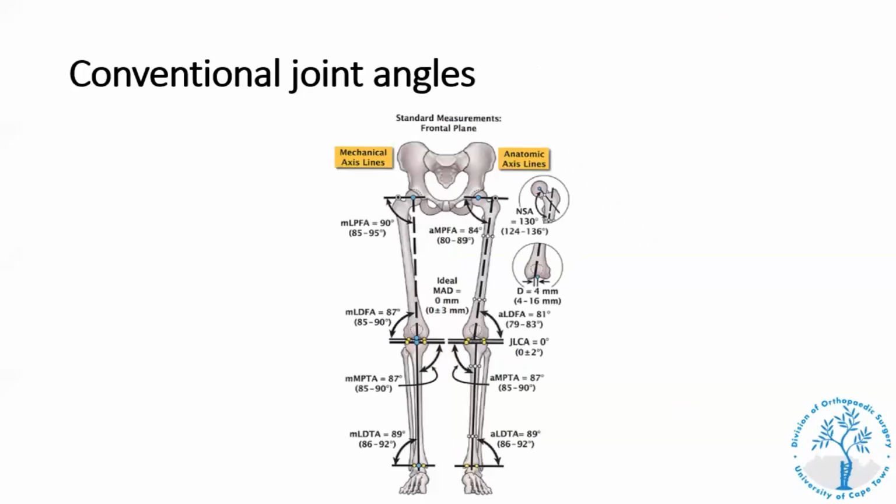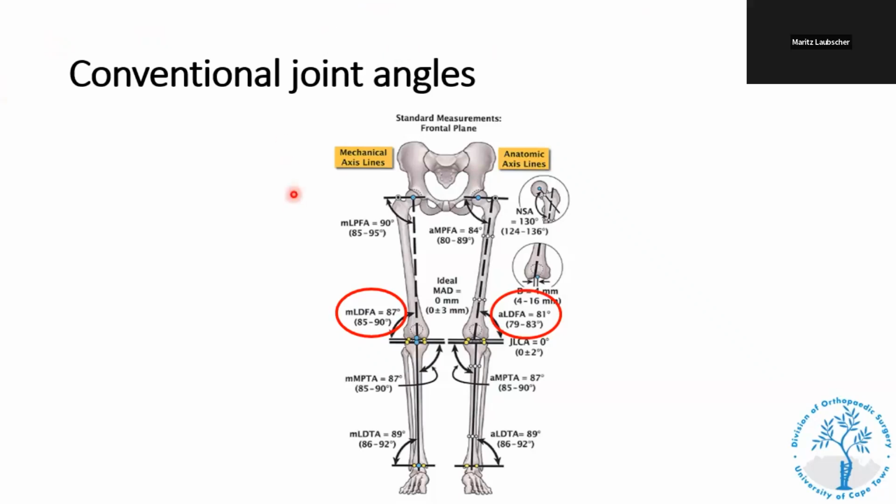So here is the mechanical axis on the right with the mechanical axis angles, and the anatomical axis angles on the left. The main difference is around the knee, in the distal femur, where the mechanical lateral distal femoral angle normal is 87 degrees, and the anatomical lateral distal femoral angle is 81 degrees. So, Brad, you're next on my screen here.